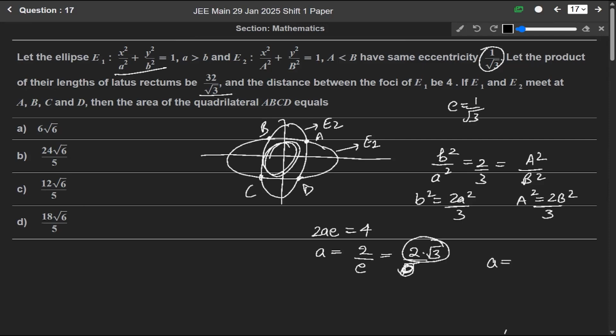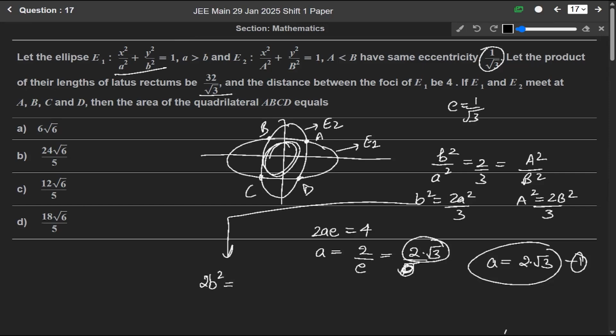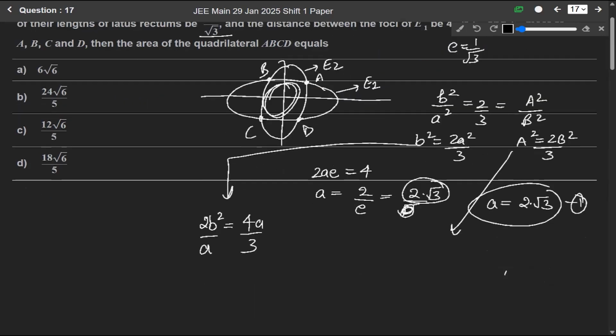Okay, a means 2 root 3. Let us say this is equation number 1. So we can also write this as, if we multiply by 2 on both sides, 2b square will be equal to 4a over 3. And from here we can write it again as 2a square over b as 4b over 3.